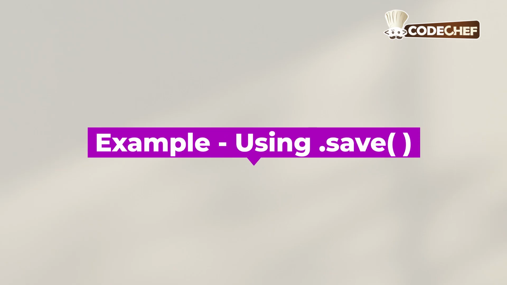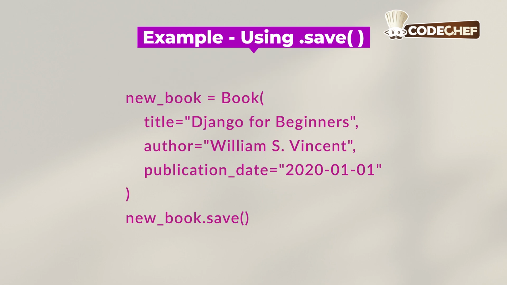And next we have the save method. In this approach, we first create an instance of the book model, but it is not yet saved to the database. Then by calling the save method, we actually store it. So here in this example, you can see we are creating an instance of the book model. We call it new book, and then we say that we want these three fields there, like title, author, publication date, with these values. And by doing this, we have just created an instance of the book model and it is not yet saved to the database. Now you call the save method here, new book.save. Now when you do this, we actually store it.